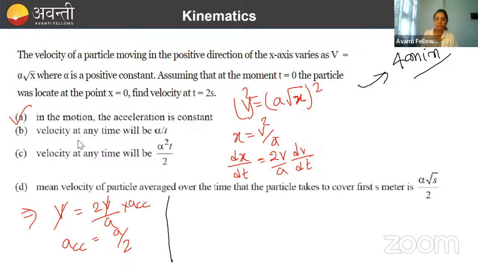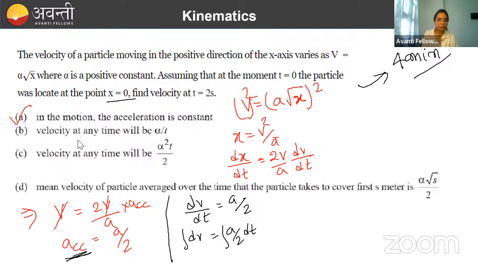Again, acceleration is known. We can calculate the velocity. So now again write acceleration as a function of time. This can be written as dv by dt, and that is equal to a by 2. So if you integrate it, what value are you going to get here? Initially, at t equal to 0, the particle is located at point x equal to 0. So initially it is at rest. That we can also check later.